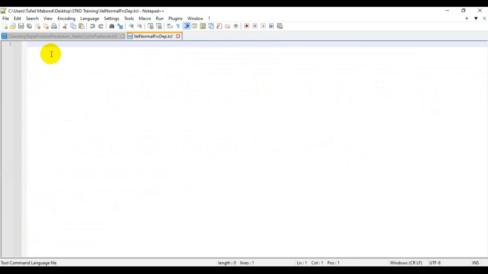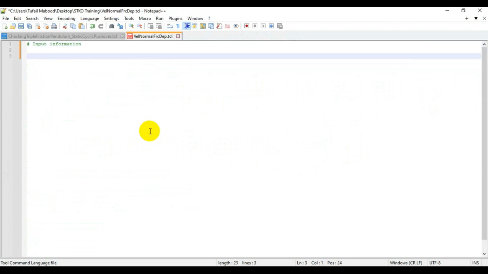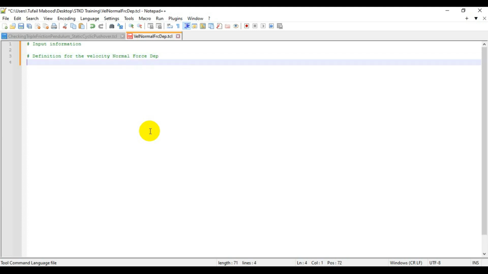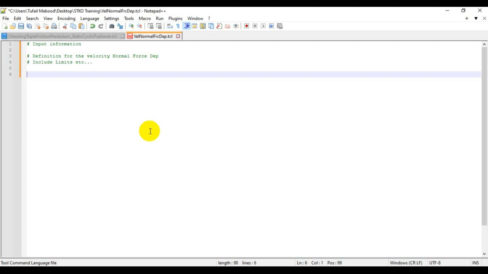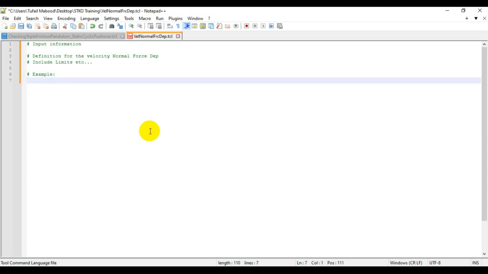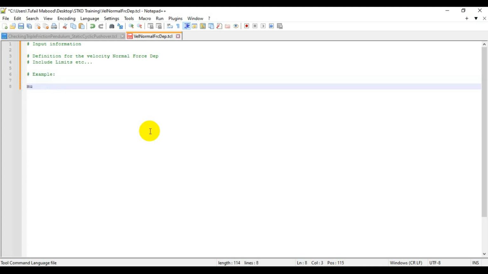I have to edit it here, and this basically requires you to define the input information, right? And in the input information, you can write a section like definition for the velocity normal force dependence definitions, right? And you can include limits, etc., whatever you want to include in your file. Gradually, slowly, I am showing how it can be done in OpenSees as well as in STKO here.